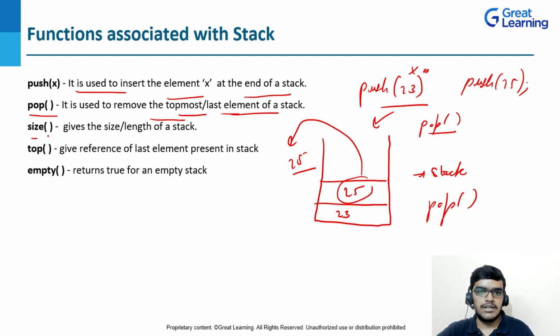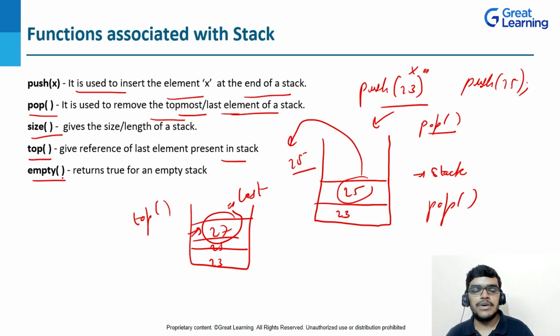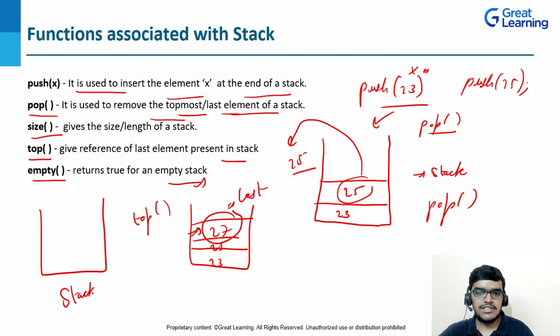Now coming to size. The size function will give me the size, or you can say the length, of the stack. Next we have top, which will give the reference of the last element present in the stack. Let's suppose this is my stack and I have 23, 25, and let's suppose 27. So this is my last element here, and the top function will give me the reference of this last element. Now coming to the empty function. The empty function returns true for an empty stack. So if this stack is empty, then the empty function will return true.